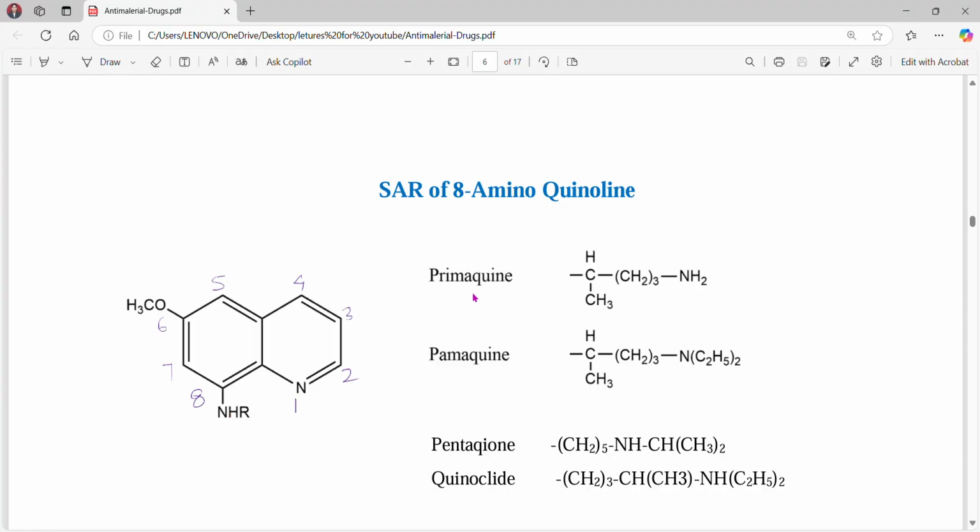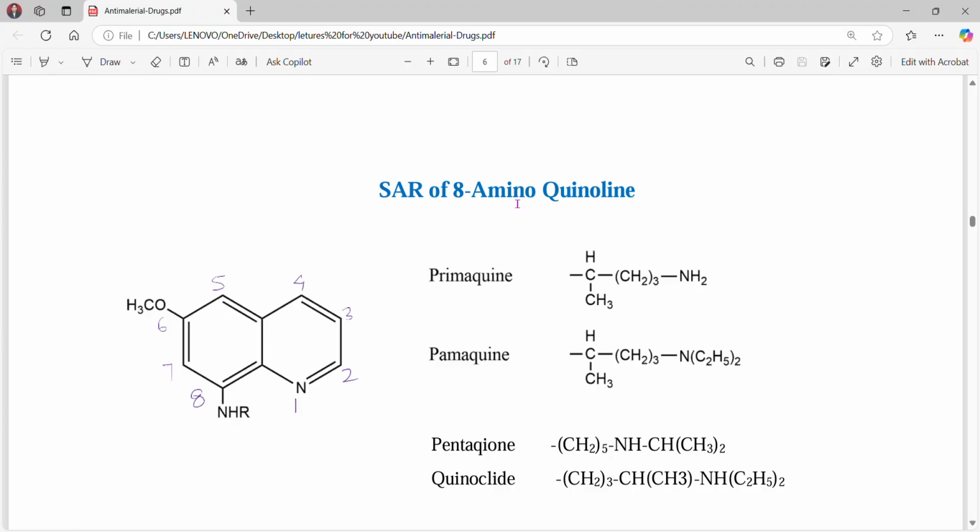So the examples of the drugs which come under the category of 8-amino-quinolines are, four examples: primaquine, palmaquine, pentoquine and quinoclide. So these are the four drugs which come under the category of 8-aminoquinolines.